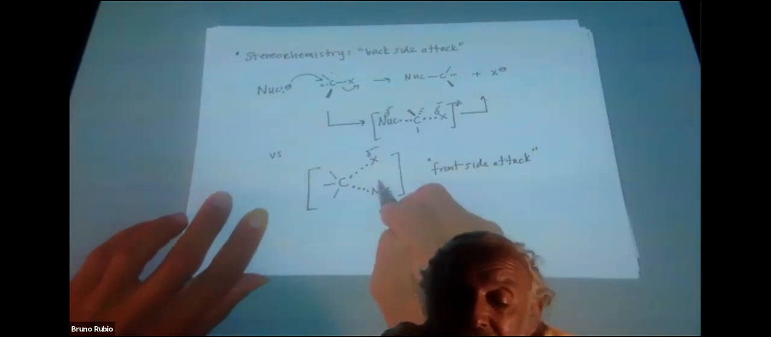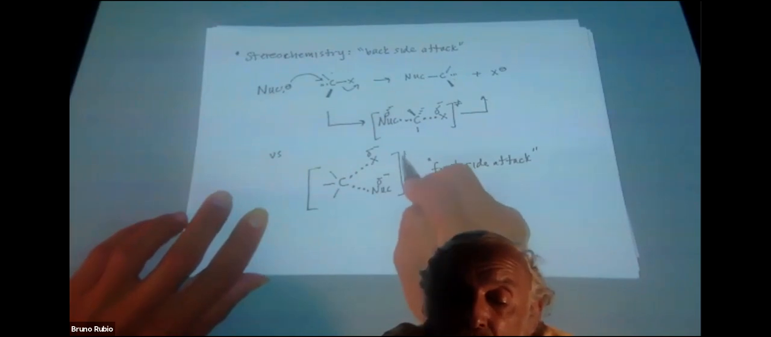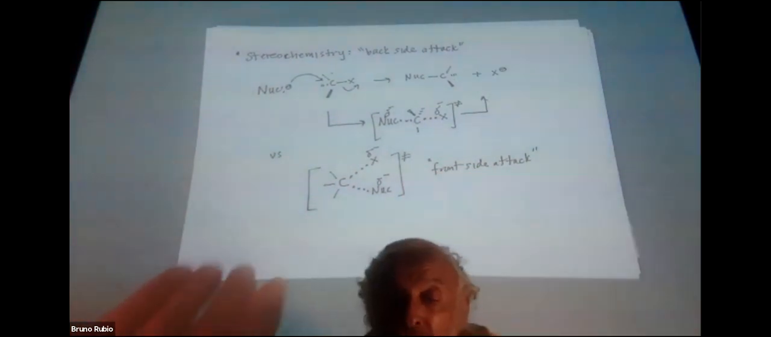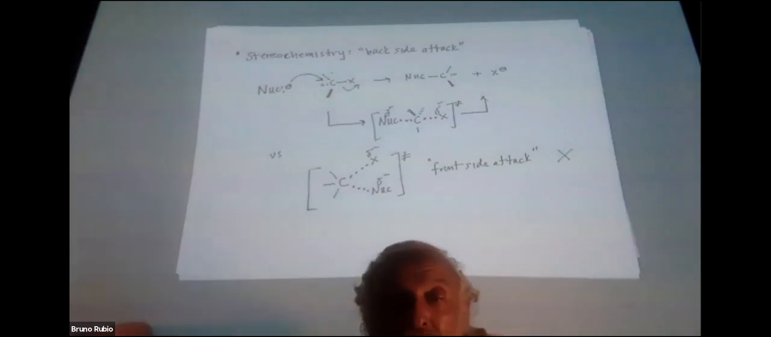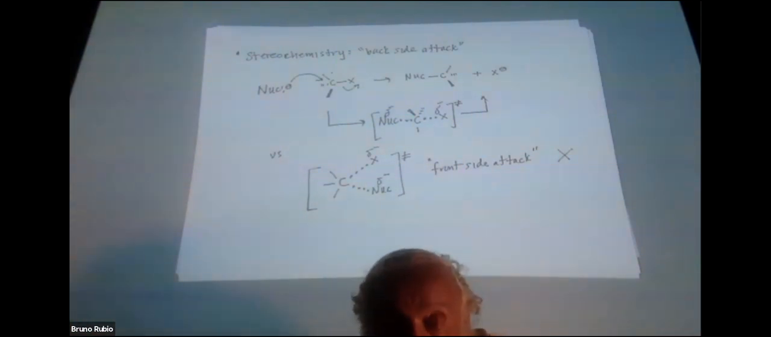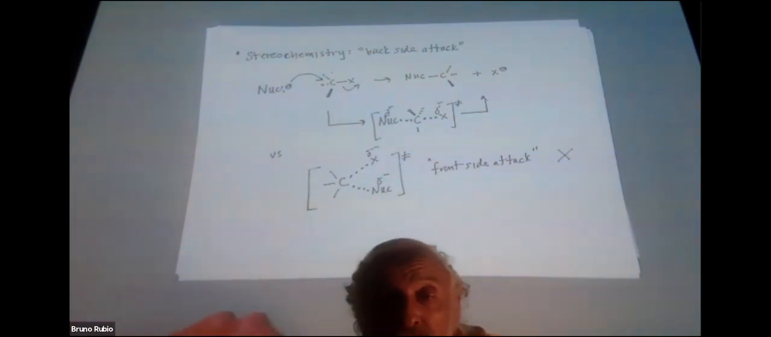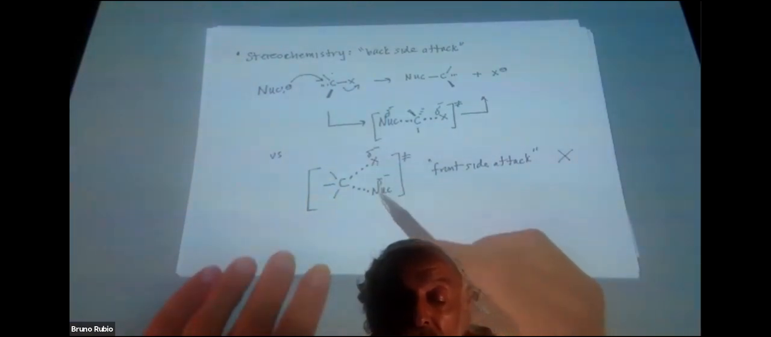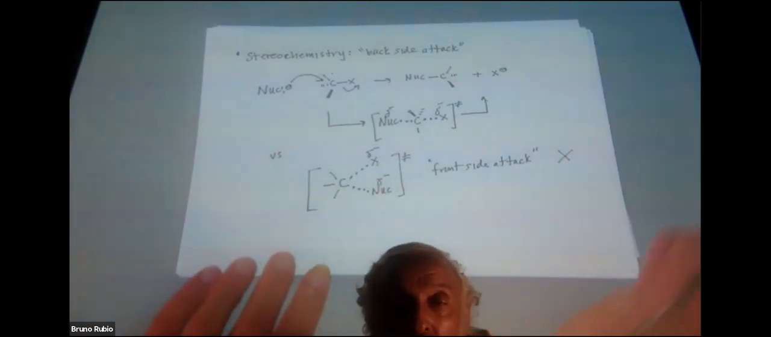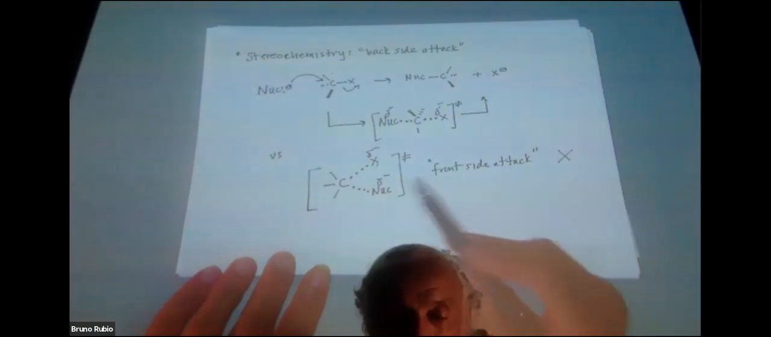And we see that this transition state is wrong for all kinds of reasons. First of all, it's much more sterically hindered than the backside attack. The nucleophile is trying to come in the same orientation that the leaving group is trying to leave. So these two groups are going to be abutting each other here, causing all kinds of steric hindrance.